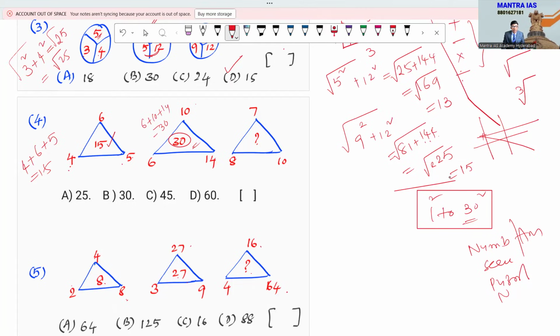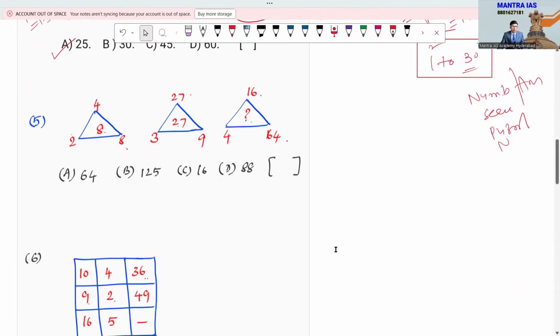So what is the answer? Adding all these: 8 plus 7 plus 10, 15 plus 10, how much is it? 25. This is option A.